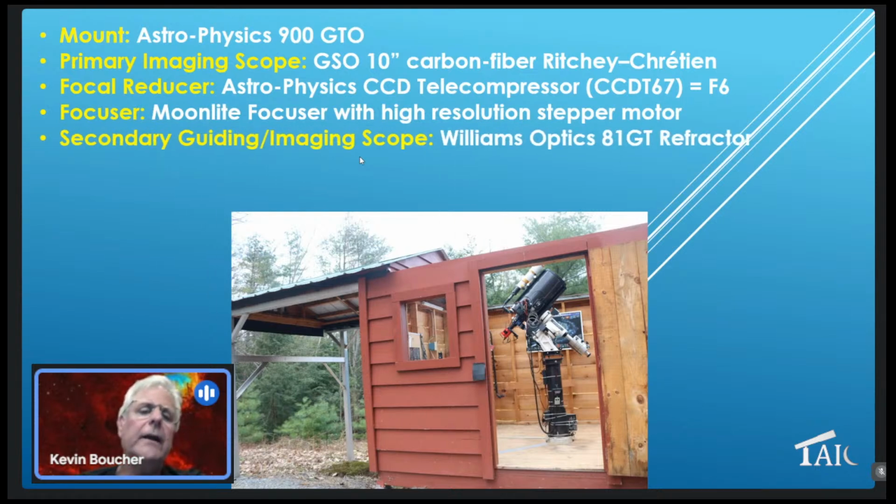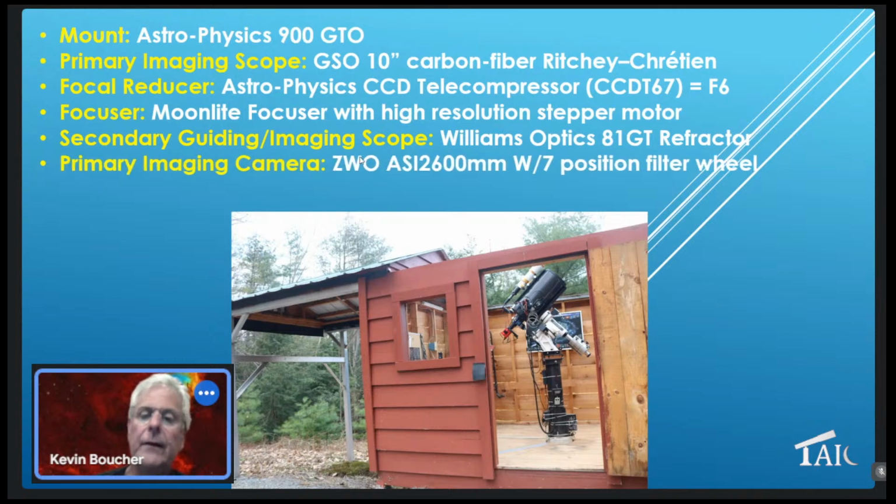And my secondary guiding, and also I swap my imaging camera around with the scope, is a William Optics 81 GT refractor, which you can see sitting on top of my primary scope there in the background. I have the very popular ZWO ASI 2600 MM. I love that sensor regardless of who manufactures the camera. It's just one of the game-changing cameras that I've worked with. And I use the ZWO 7-position filter wheel with it.